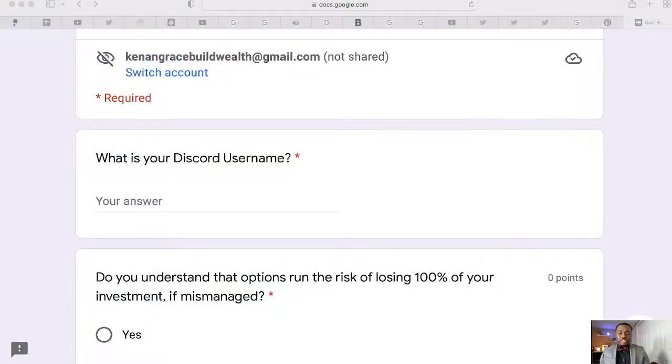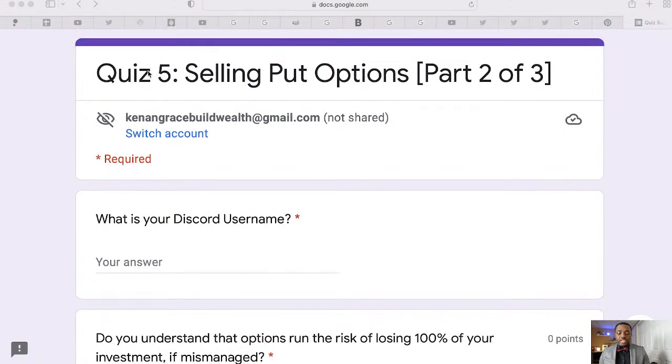So now, without further ado, let's get to the lesson. Now, check this out. When you start the quiz, it says quiz 5, selling put options, part 2 of 2, and we'll review this entire quiz and justify the answers as for why they are what they are.